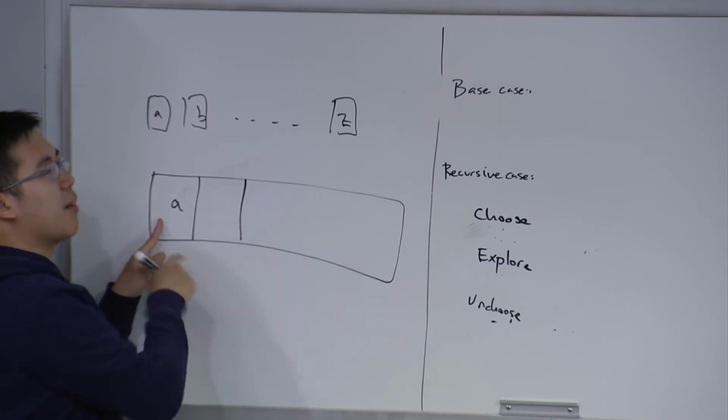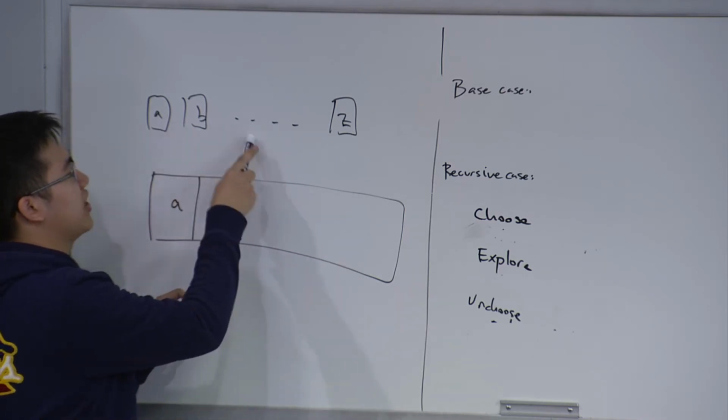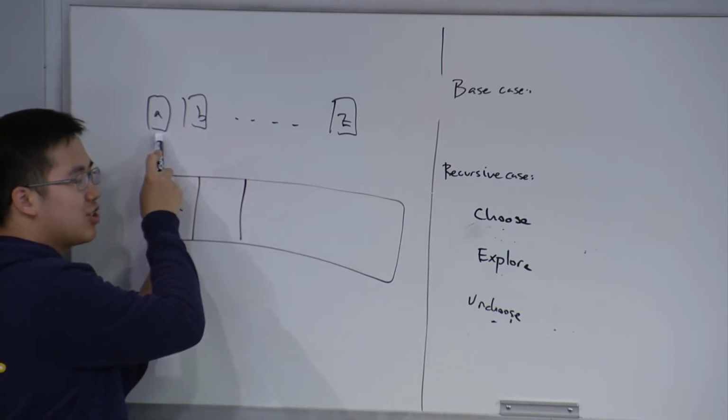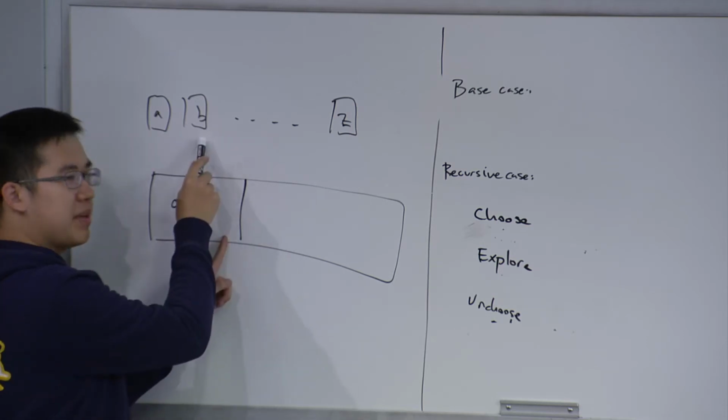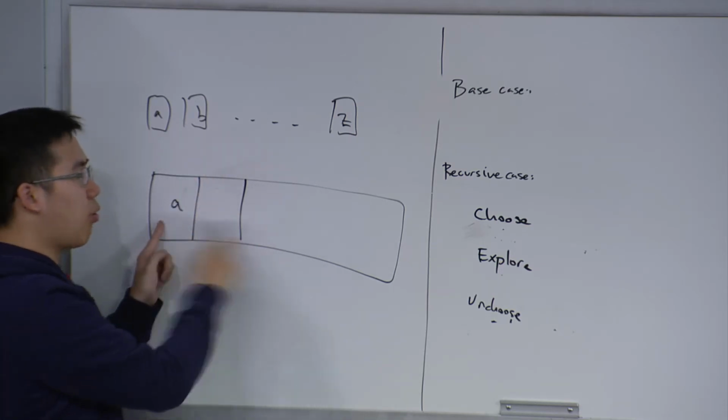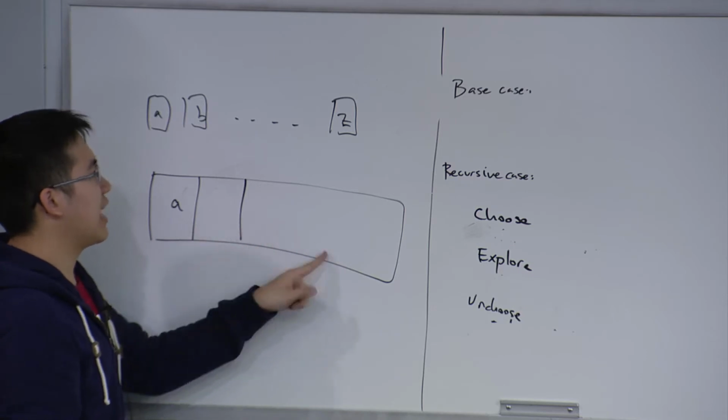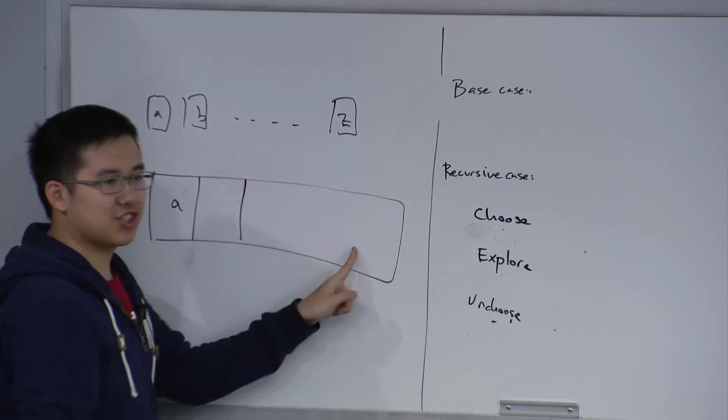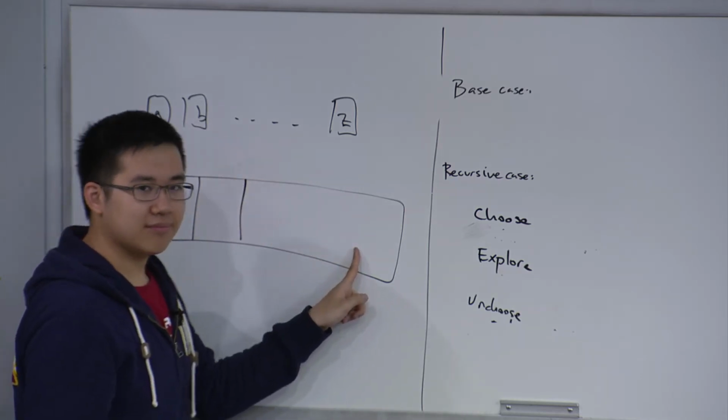When the order does not matter, you can just look through each one and say, should I include the A? Should I not include the A? Should I include the B? Should I not include the B? But when the order does matter, you have to go position by position and make choices for each position. Okay? Question? Yes.